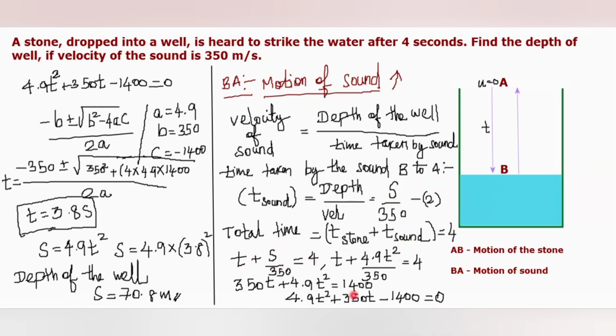Then by simplifying, we will get a quadratic equation. Then by solving the quadratic equation, we got 2 roots for the time. By neglecting the negative root, we got the positive root, time equal to 3.8 seconds. Substitute this value in equation 1, which gives the depth of the well, that is 70.8 meters. I hope you all understand this numerical, what we discussed in this video.